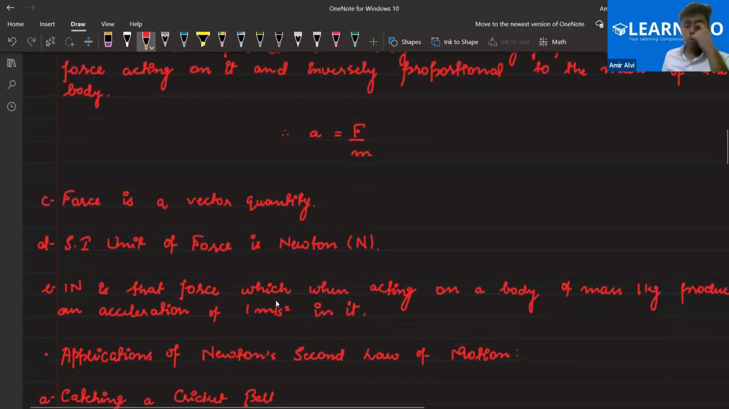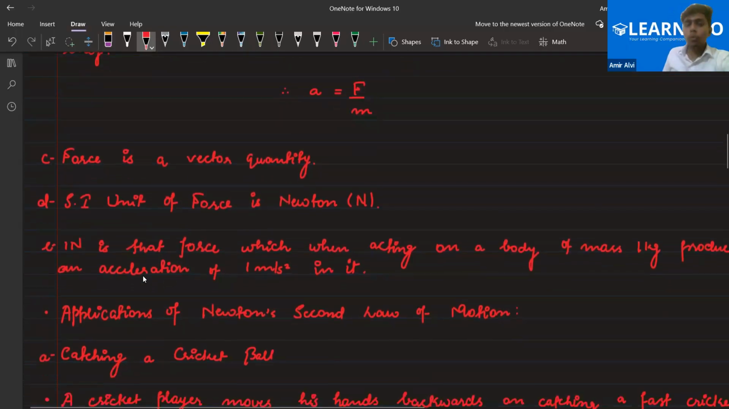Okay, SI unit of force is Newton. So basically the SI unit is given in the honor of Sir Isaac Newton. Okay, so that is Newton. So if we define 1 Newton of force, everyone, it would be that force which, when acting on a body of mass 1 kg, will produce an acceleration of 1 meter per second square in it. So if 1 Newton of force is applied on a mass of 1 kg, the acceleration produced would be 1 meter per second square. Clear?